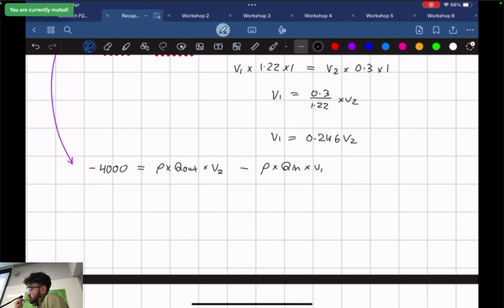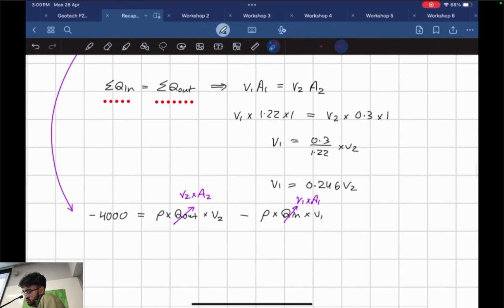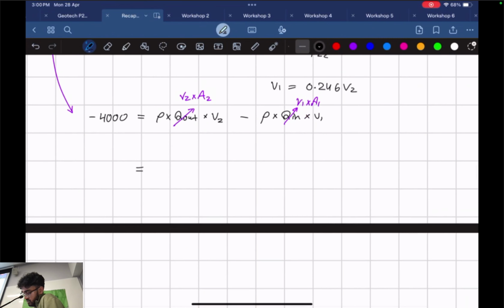For Q out, we know that Q out is going to be equal to velocity of 2 times area. Q in is going to be velocity of 1 times area of 1, which we already found up here. So we're just going to substitute it back in. 1,000 times V2 times A2 times V2, minus density times V1 times A1 times V1. The reason the density is 1,000 is because it's water. They haven't given us the density of water, so we're going to assume it's 1000.